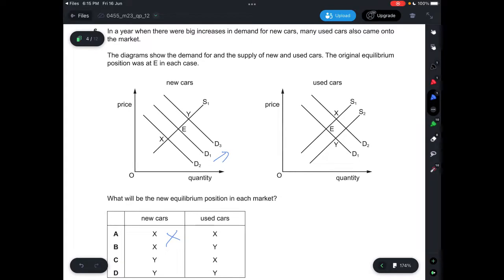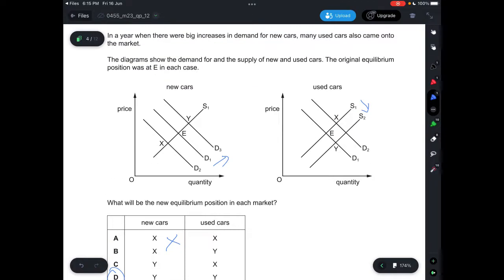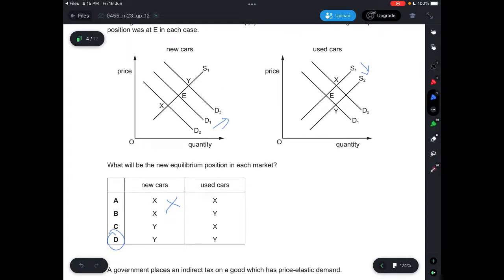And then there's also many used cars that came onto the market, which means that people have decided to, let's say, sell off their used cars, for example, which resulted in many used cars being available for sale. So the supply curve will then shift to the right for used cars. So this means that the position would be at Y. So answer is D. As you can see here, for new cars, there will be an increase in demand, because it really clearly stated there's a big increase in demand for new cars. And then many used cars also came onto the market, which means there's an increase in supply. People might be trying to sell off their used cars, so the supply curve will then shift to the right from point A to point Y, so that will be D.